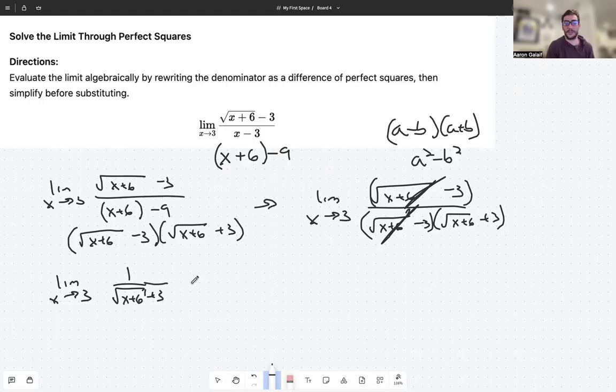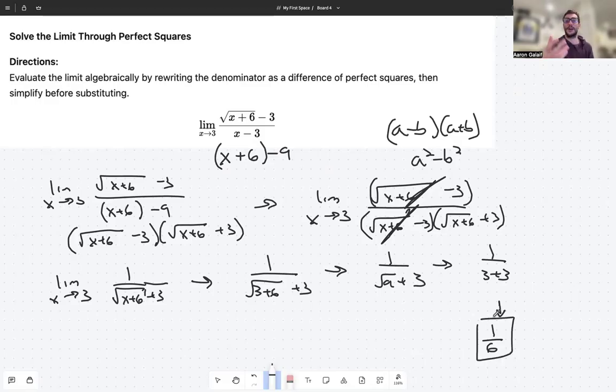And then all we do is just continue. We have no more restrictions, so I can just plug my 3 in now. And we're going to have 1 over the square root of 3 plus 6, plus 3. And then we just solve normally. Square root of 9 plus 3. What is the square root of 9? It is 3. So we have 1 over 3 plus 3, which gives us our final answer of 1 over 6.